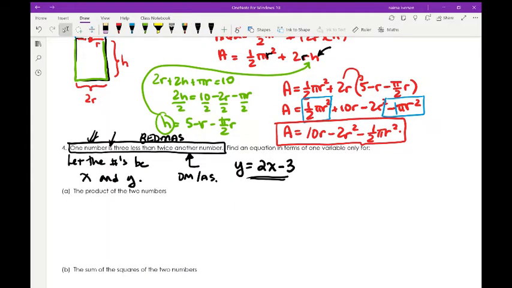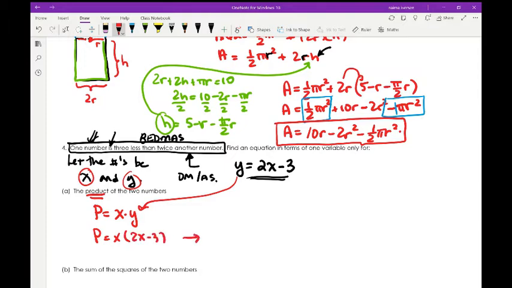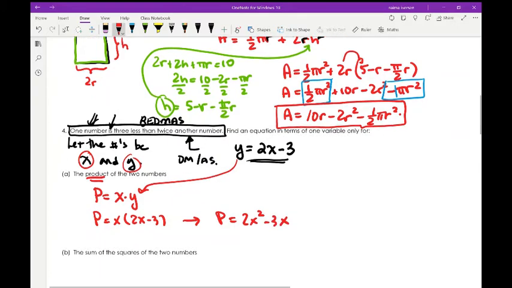Now it says find an equation for the product of two numbers. Product means that you are multiplying the two numbers that you're dealing with. So the x and the y, the product is x times y. Now you know what y is. You can plug it back in. You're going to get x times 2x minus 3. And so your product equation is 2x squared minus 3x.